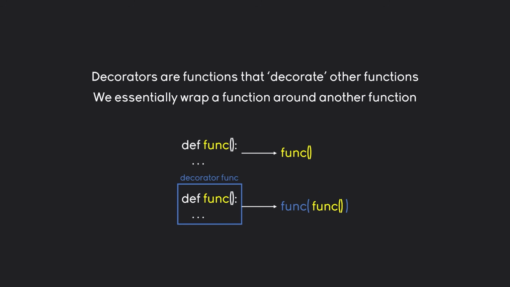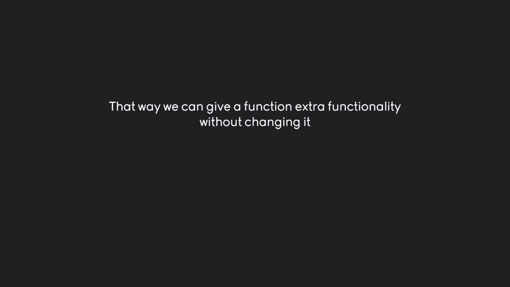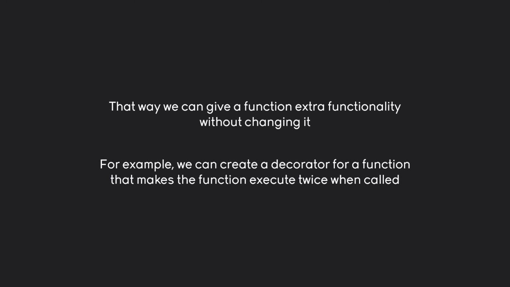Now, why would you want to do this? Basically, this way we can give extra functionality to a function without changing it. A simple example here is we could write a decorator for a function and it makes the function execute twice when called. Not the most useful function, but we are going to talk some more useful examples later on. I just want to illustrate what is happening.